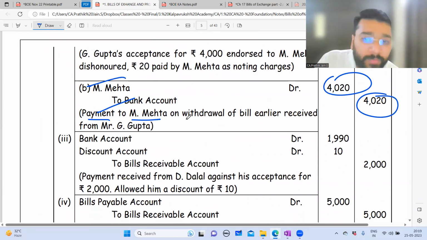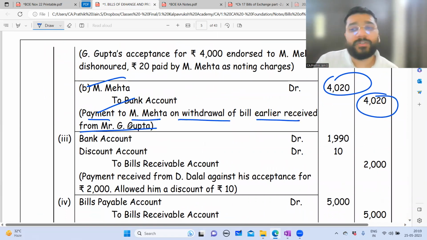Payment to Mehta on withdrawal of bill earlier received from Gupta. So this is the payment entry. That's how it means.